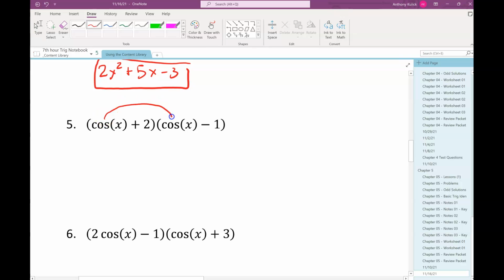Right? So like cosine x times cosine x is cosine squared x. Remember we write the squared here.